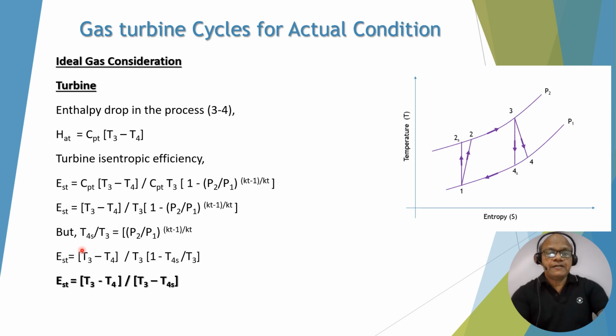But again, T4S upon T3 is equal to P2 by P1 to the power KT minus 1 upon KT. So we can replace this. We can write EST is equal to T3 minus T4 divided by T3 into 1 minus T4S upon T3. So on simplification, we can get EST is equal to T3 minus T4 divided by T3 minus T4S. This is the expression for isentropic efficiency of turbine.